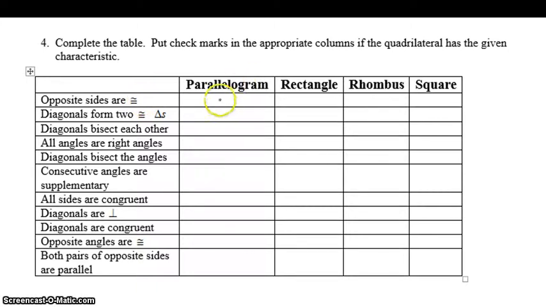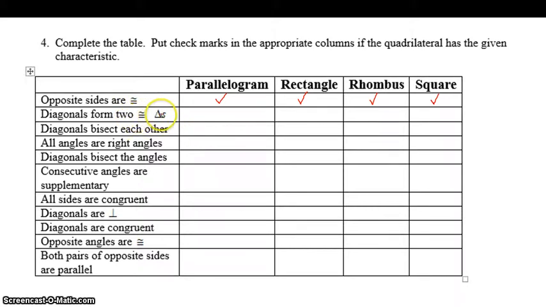And so we for sure know that's parallelogram. But rectangles also had everything that a parallelogram had, so I need to mark that there. Rhombus also had everything that a parallelogram had, so I need to check there. And squares also had everything that a parallelogram had. Okay, so I mark all of those. All the opposite sides are congruent for all 4.